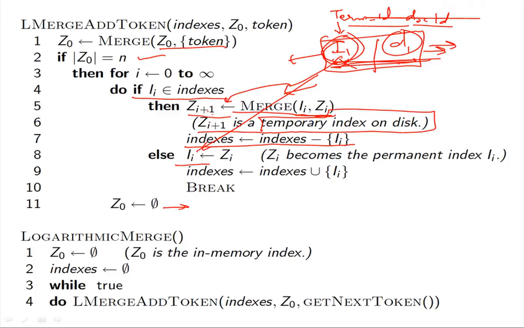Now this is the logarithmic merge adding tokens, meaning how to add tokens by using logarithmic merge. Now, if Z0 is the in-memory index, Z0 is equal to empty, indexes is equal to 0, while adding tokens, do logarithmic merge: add token to Z0 with the next token. Every time, if the temporary index gets filled, then we repeat this process.